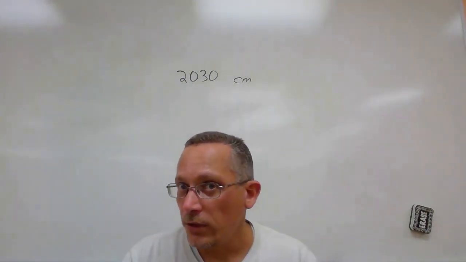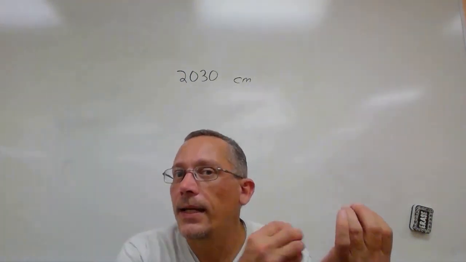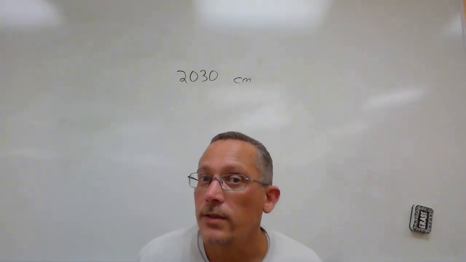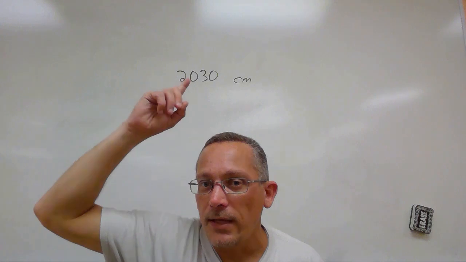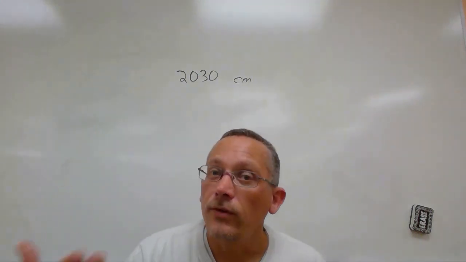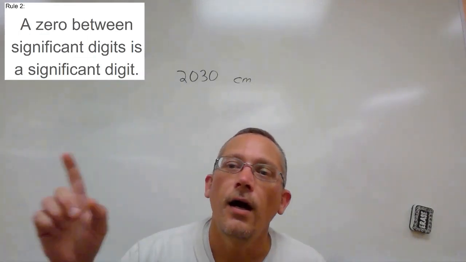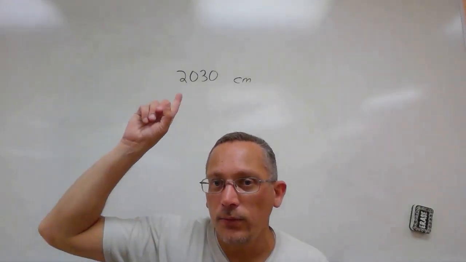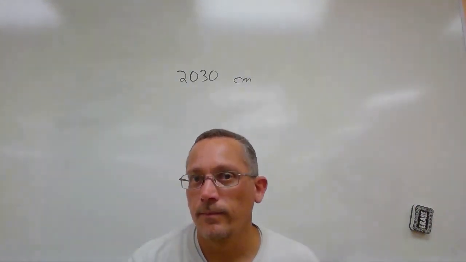So as we determine which digits are significant and which digits are not, only zeros can be not significant, but sometimes zeros are significant. So in this particular example, that last zero is just a placeholder. It's not significant, but that zero that's between the 2 and the 3 is significant, right? So the second rule with significant digits is zeros that are between significant digits are significant. I would look at that number and say it has 3 significant digits, the 2, the 0, and the 3, and then the other 0 is not significant.